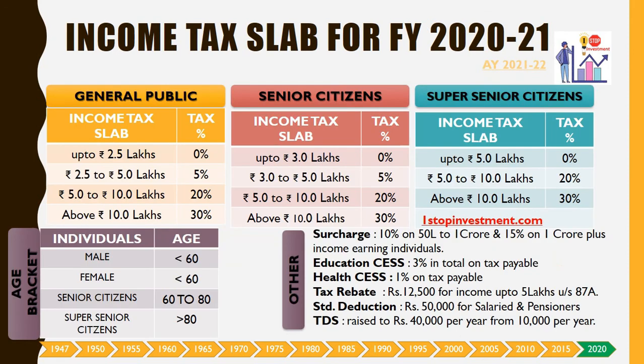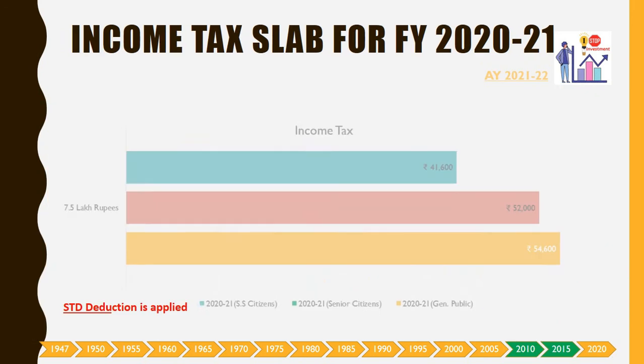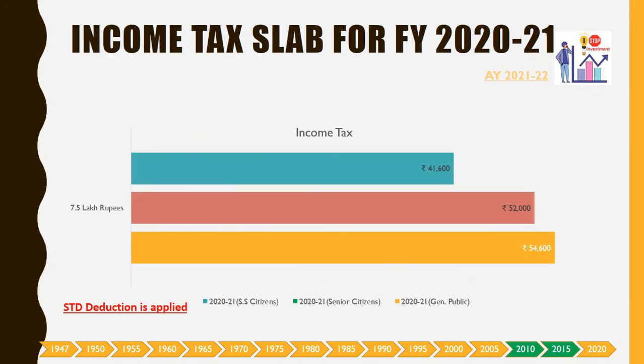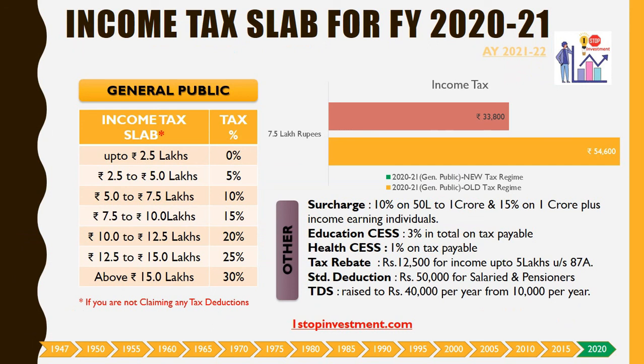For the current financial year, taxpayers were given the choice either to continue the old tax regime or pay tax as per the new tax slabs with the given criteria. For the new tax regime, taxpayers should not claim any amount other than standard deduction. Let us have a comparison between the old and the new tax slabs. For a total income of 7.5 lakhs, if a person chooses the old tax slab, he has to pay 54,600 rupees as tax. If a person chooses the new tax slabs, he has to pay 33,800 rupees as tax.